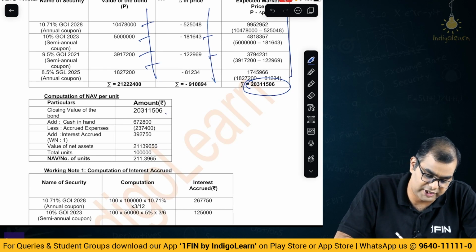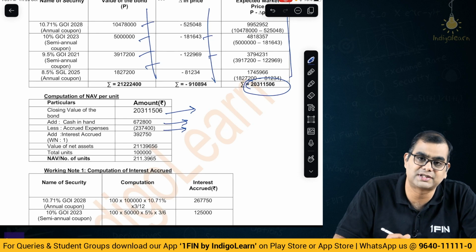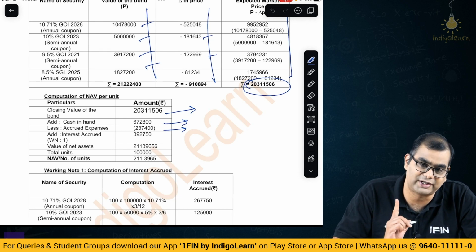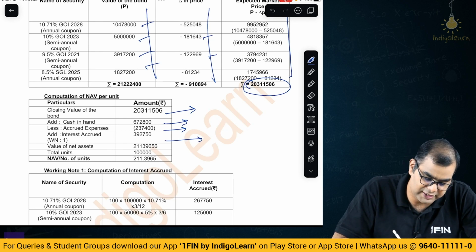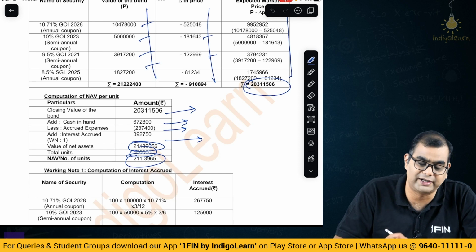Now, how do you compute the NAV? NAV is very simple. You take the value of the portfolio, add the cash in hand, subtract the expenses, and also consider accrued interest. That's a very important thing. How do you consider accrued interest? We will look at it in the working note. Then you get the value of the assets divided by 1 lakh units. You get per unit NAV of 211.